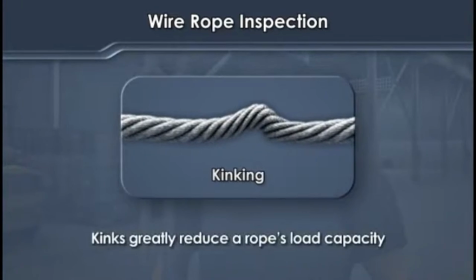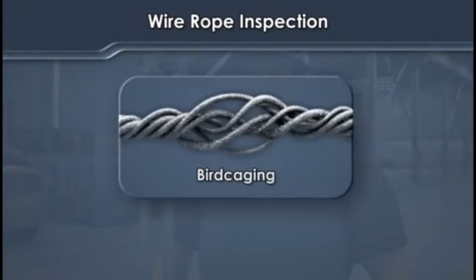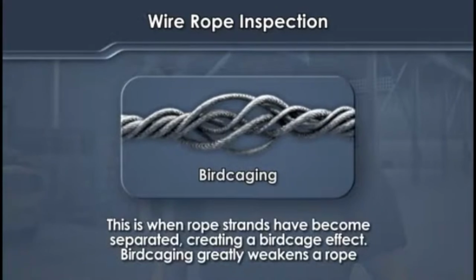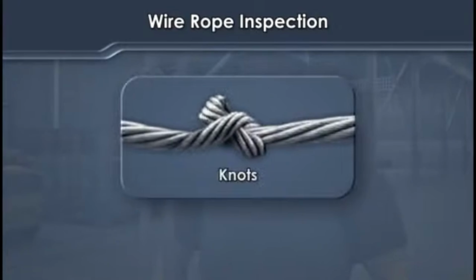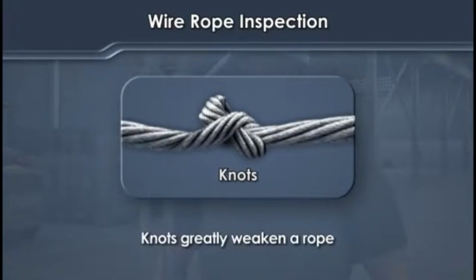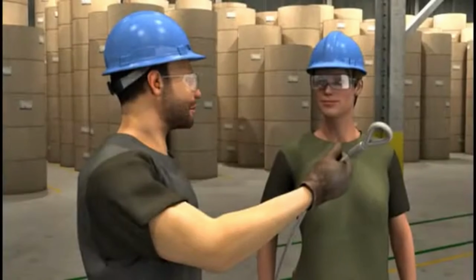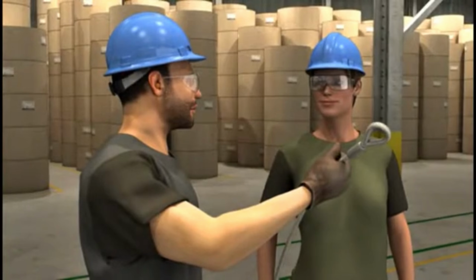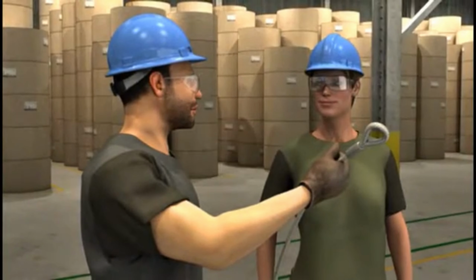Kinking. Kinks greatly reduce a rope's load capacity. Bird caging. This is when the rope strands have become separated, creating a bird cage effect. Bird caging greatly weakens a rope. Knots. Knots greatly weaken a rope. When in doubt about the safety of a wire rope, talk to a supervisor.